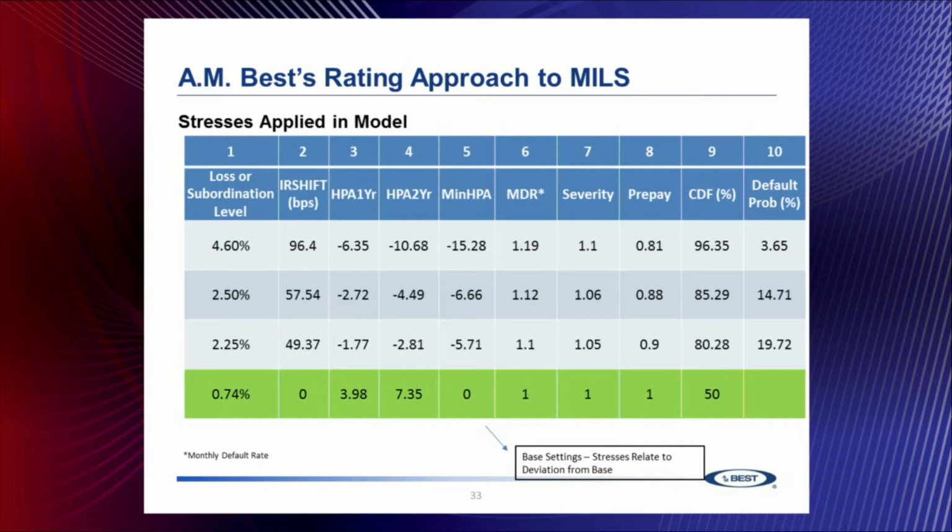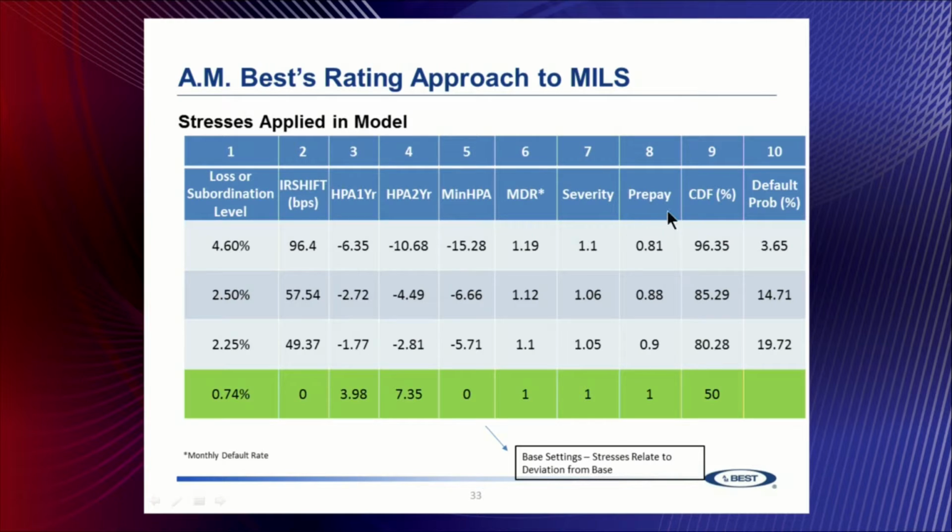Here is the summary of the results for the hypothetical reference pool. The results shown here are related to the hypothetical transaction only. In general, the result will be different for different transactions. The last row in green is the base scenario, which serves as a reference. The first column is either loss or subordination level. Columns 2 to 5 are the stresses on the economic factors. The second column is the shift in interest rate in basis points. The other 3 are house price appreciations.